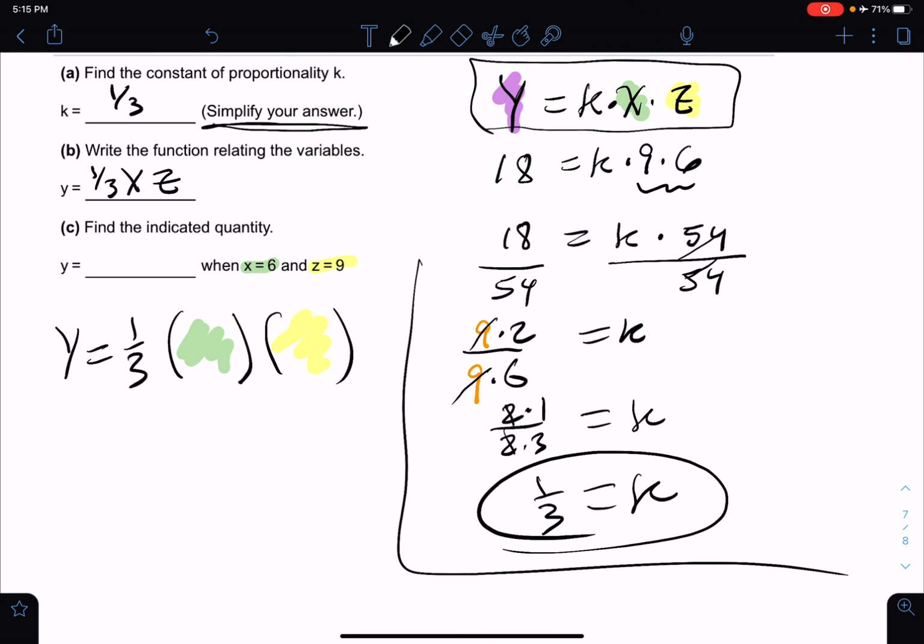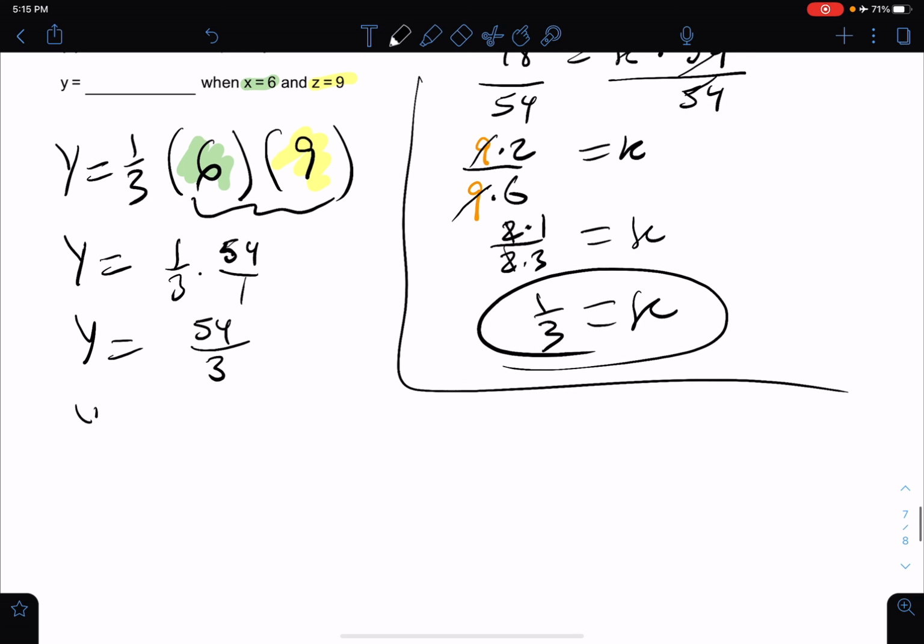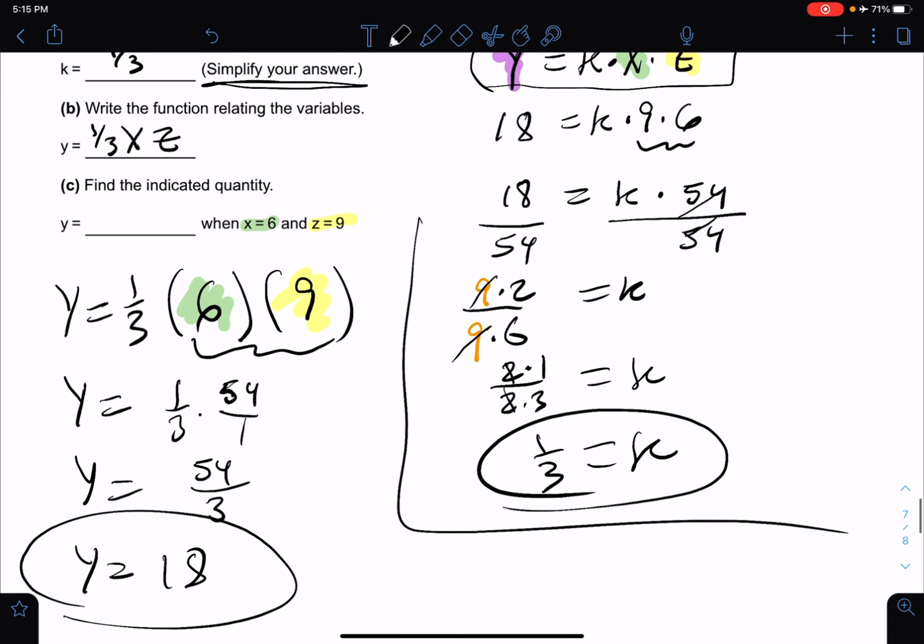Okay, so y equals 1/3 times 6 times 9. So essentially what you can do is just say 6 times 9 is 54. And you're multiplying that by a third. By the way, multiplying by a third is the same as dividing by 3, if you want to know. And so that gives you 18. So we get y equals 18.